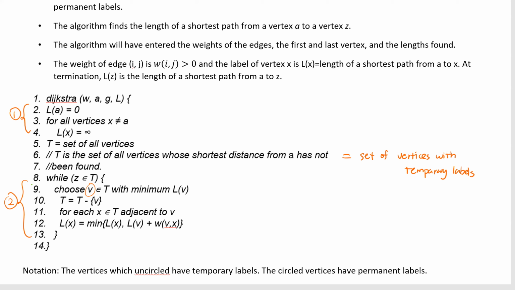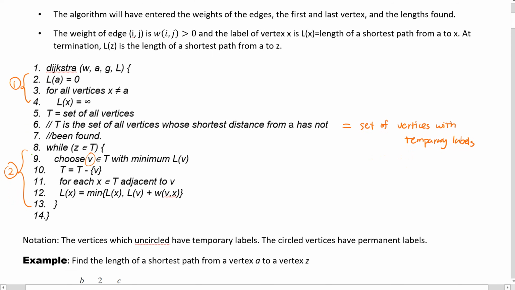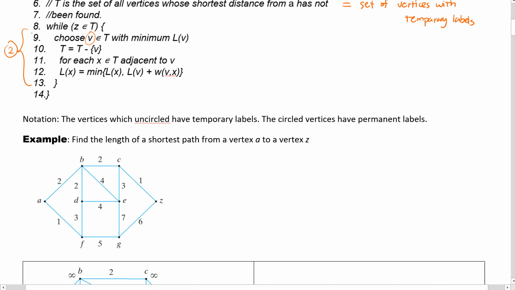Don't worry, we'll go over some examples and they will help you to understand this algorithm. Even though it looks like a lot of symbols, trust me, just be patient, and as we follow the examples, you will understand what it means. So here we have some notation. The uncircled vertices have temporary labels. The circled vertices have permanent labels. After we assign a permanent label to a vertex, we circle it. All right. Let's start.